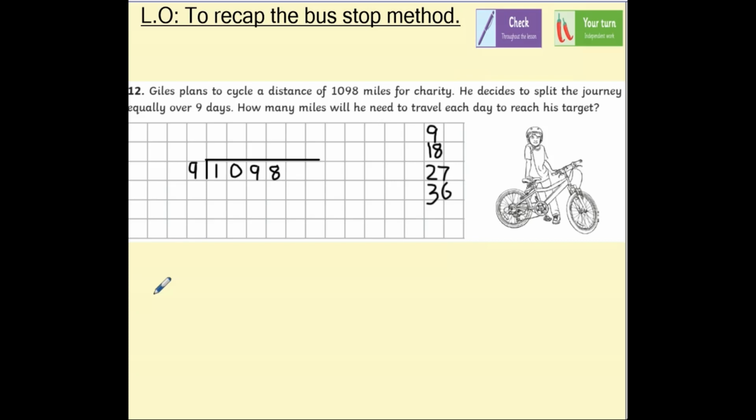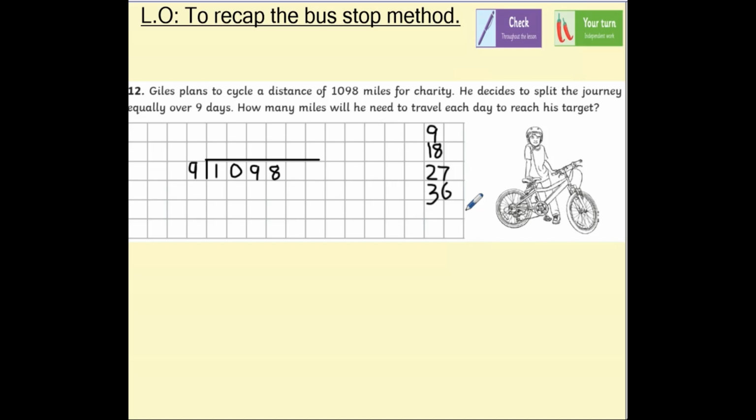Okay, now I would like you to have a go. It says Giles plans to cycle a distance of 1,098 miles for charity. He decides to split the journey equally over 9 days. How many miles will he need to travel each day to reach his target? So I've started the question for you. Popped it into the bus stop method, 1,098 divided by 9, and I've done some of the jottings down the side of the multiples of 9. So pause the video now and have a go at that question and then come back to me and we will talk through the answer.